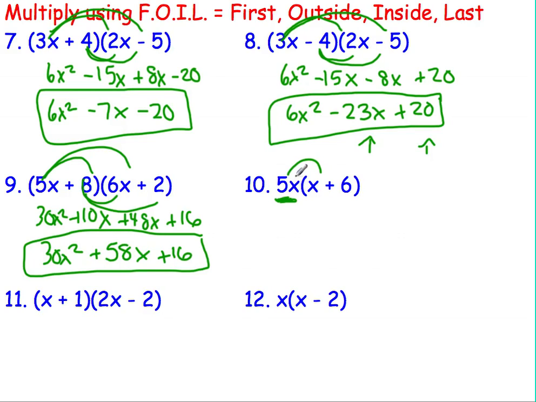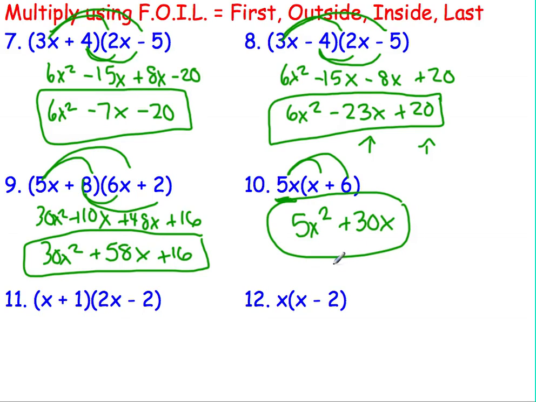I'm just going to multiply it by each of these terms on the inside of parentheses. This is basically just using the distributive property. Pretty simple. I threw in some easy ones near the end. So that's 5x times x, that's 5x squared. That'd be plus 30x, and that gives me my final answer there.